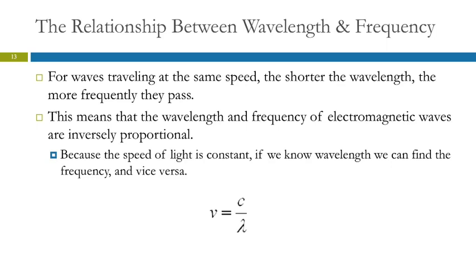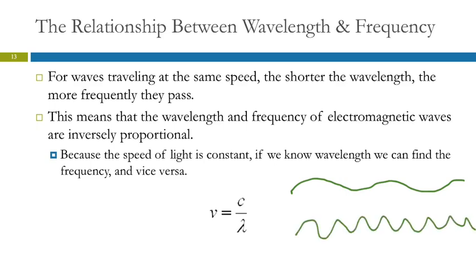When waves are traveling at the same speed, which light waves are, a shorter wavelength means a higher frequency. So again, I'll draw some of my very ugly waves. If these waves are traveling at the same speed, these waves are going to hit me less frequently than these. The frequency is how many waves hit me per second.